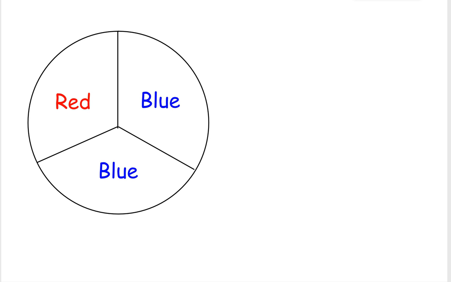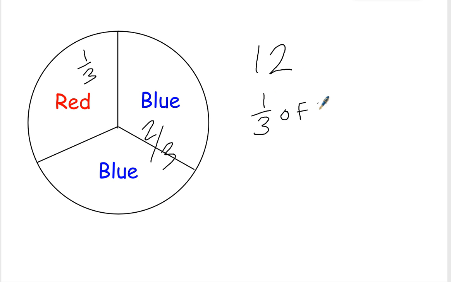So here's my last circle. This circle is divided into thirds. 1/3 of my circle is red. But I have 2/3 of my circle that's blue, because 2 of the pieces are blue. So if I spin this spinner 12 times, how many times would I expect it to stop on red? Well, it's going to be 1/3 of the 12 times. And 1/3 of 12 is 4.